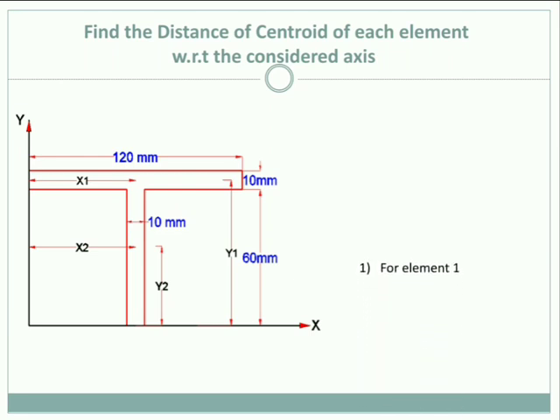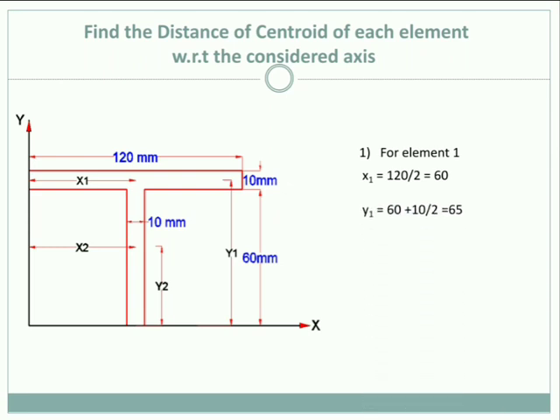Now here comes the calculation for element 1. What will be x1? Directly, x1 will be 120 divided by 2, because we have derived the relationship for the centroid of what? Rectangle. What are the centroid coordinates for a rectangle? B by 2 and D by 2. Okay, horizontal is B by 2. Now here what is B? B is 120 for this rectangle. So B by 2 becomes 120 by 2, which is 60.